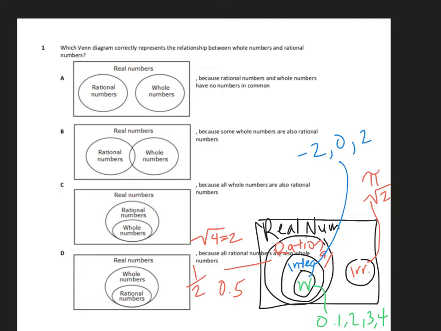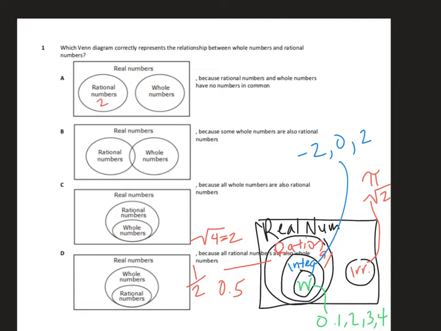Now, the question asks, which Venn diagram correctly represents the relationship between whole numbers and rational numbers? So we have to go through each answer choice. Let's go over A. A shows that yes, all the numbers inside that box are real numbers. So technically that's true. But what it's showing is that rational numbers and whole numbers do not have any numbers in common.